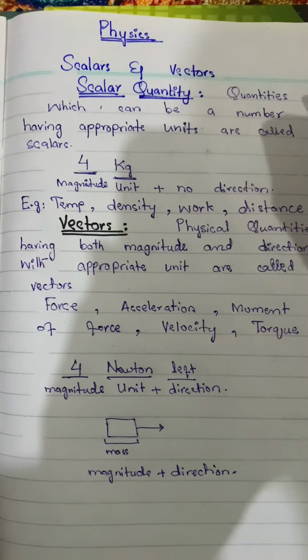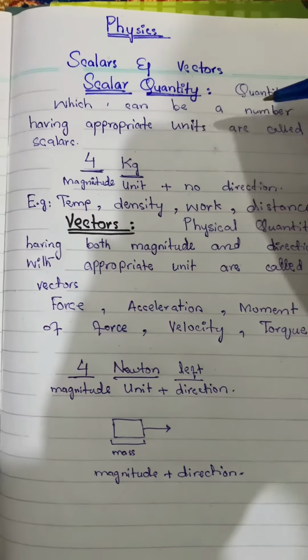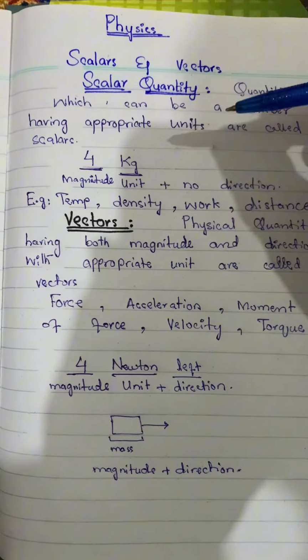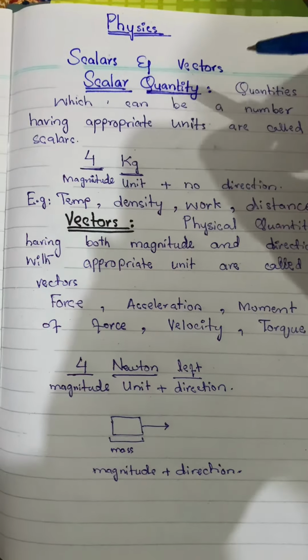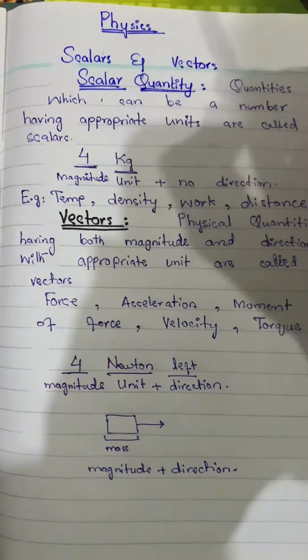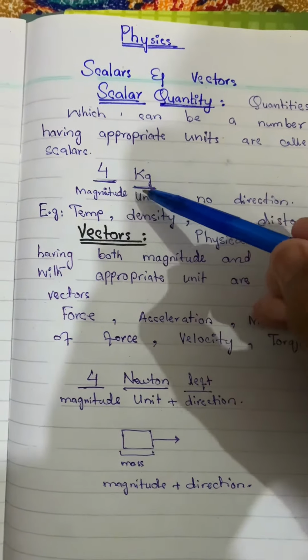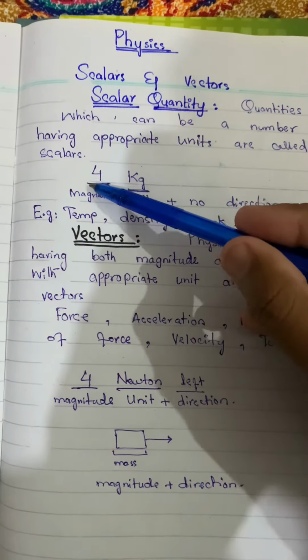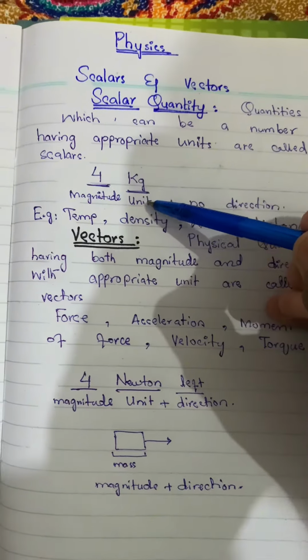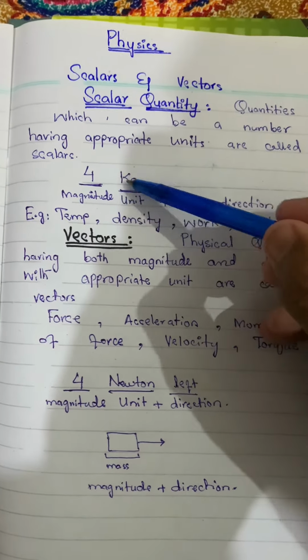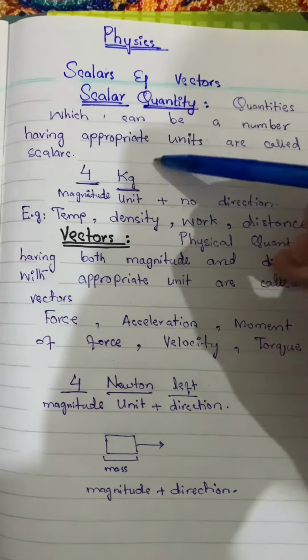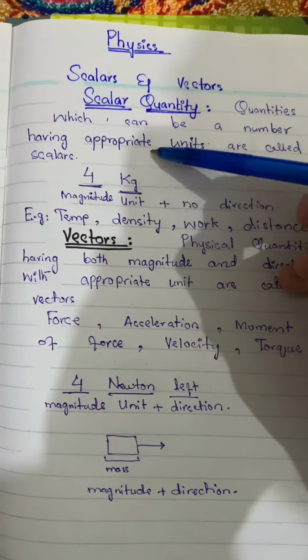Scalar quantities are those physical quantities which can be expressed as a number having appropriate units. Just like we can say 4 kilograms. It has a magnitude, and kilogram is the unit. So this is a scalar quantity, having no sort of direction. So we are talking about the scalar quantities.